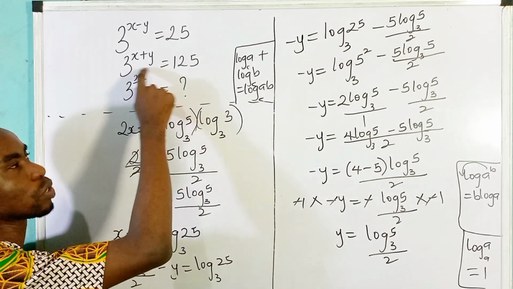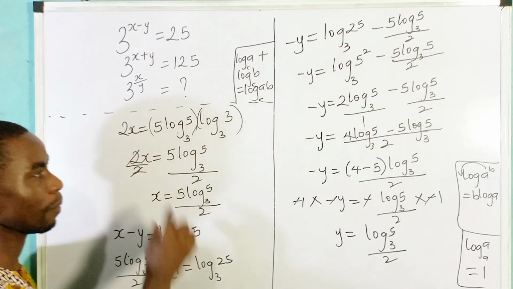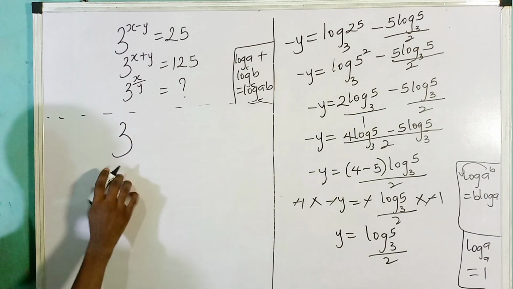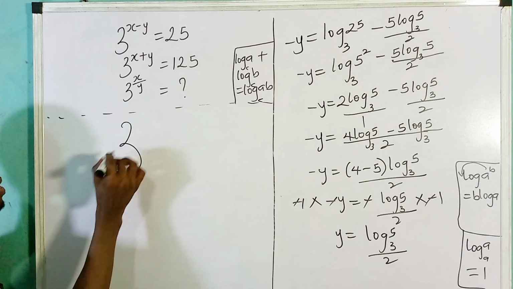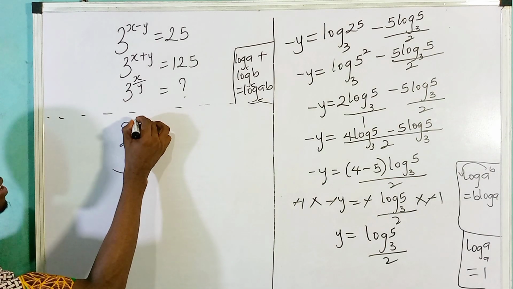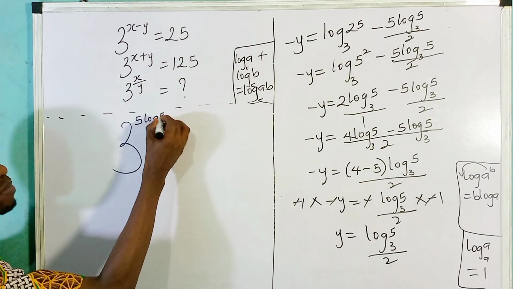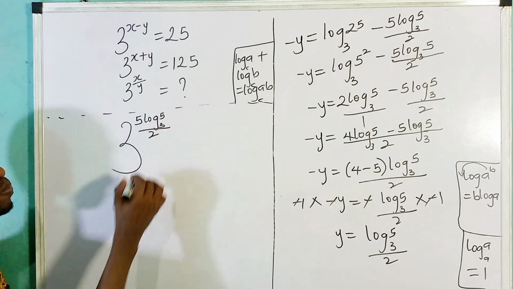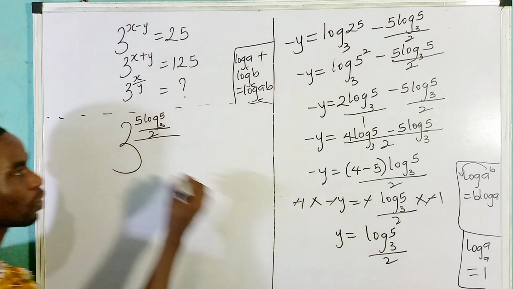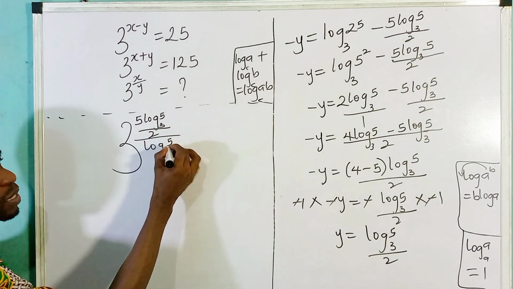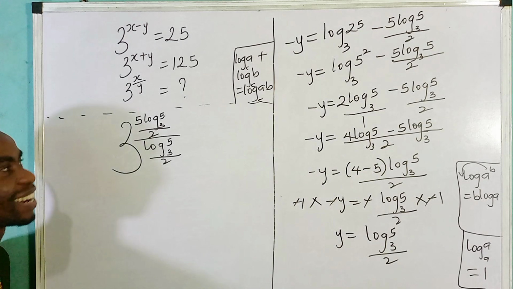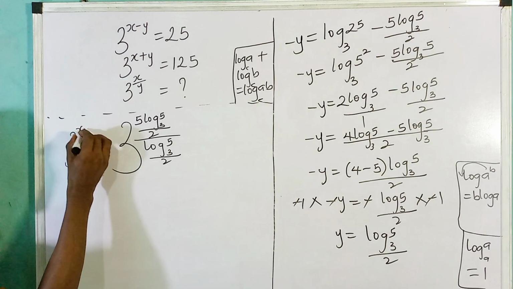How do we get 3 to the power of x over y? So to get 3 to the power of x over y, we have 3. I'm going to make this big, very big. X, remember, was 5 log 5 base 3 over 2. That's for x. And then we are dividing it by y, which is log 5 base 3 over 2. So I think that should have even been bigger. Okay, so this is 3 to the power of x over y.